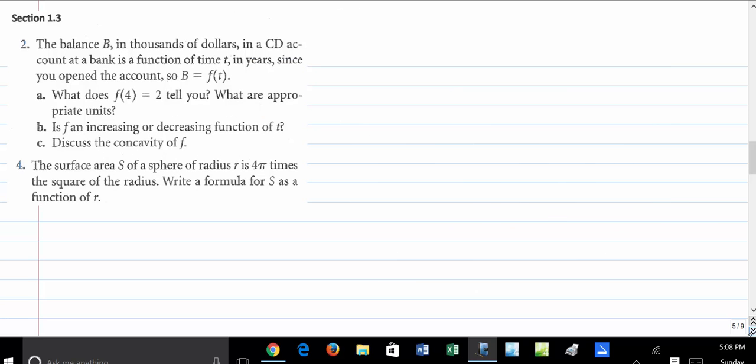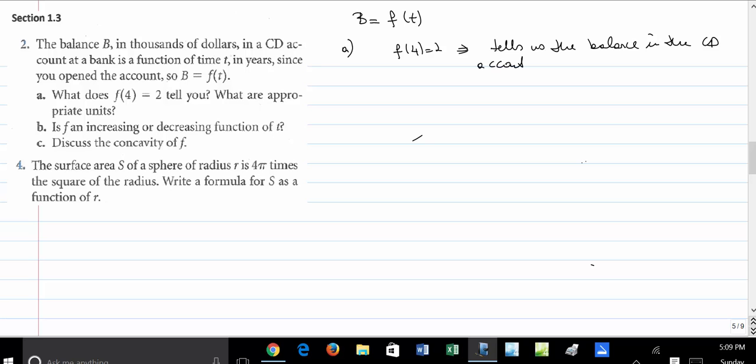All right, section 1.3. The balance B in thousands of dollars in a CD account at a bank is a function of time, given as balance is a function of time. What does f of 4 mean? F of 4 equals 2 tells us the balance in the CD account after 4 years is $2,000.